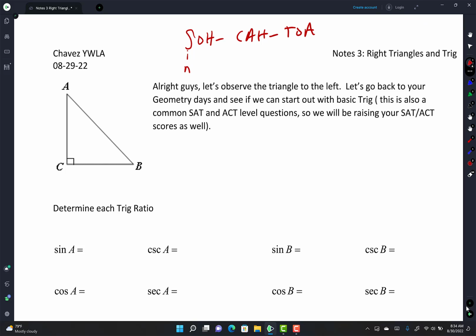The O stands for opposite, OPP. And the H stands for hypotenuse, and I'm going to abbreviate it HYP. The C stands for cosine, COS. The A stands for adjacent, ADJ. And the H again is hypotenuse. The T stands for tangent, but we're going to spell it like tan. The O stands for opposite again, and then the A stands for adjacent. Are we okay so far?